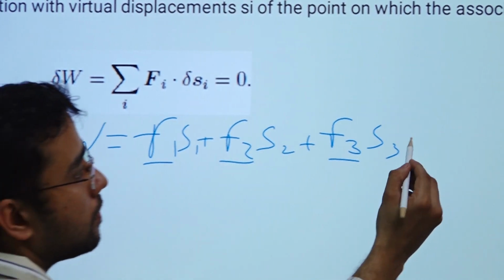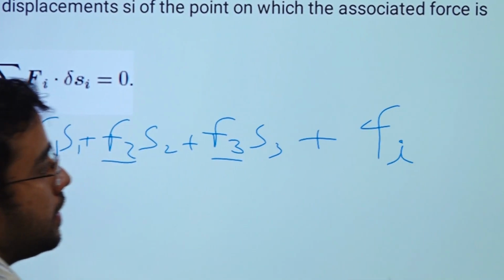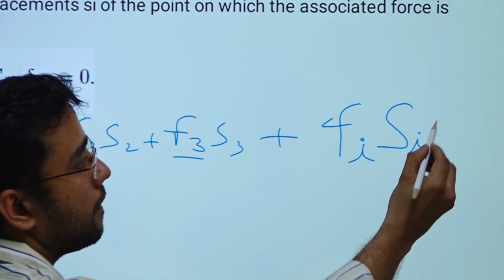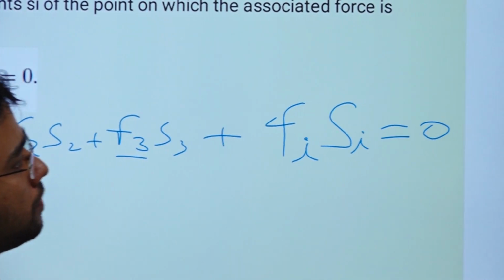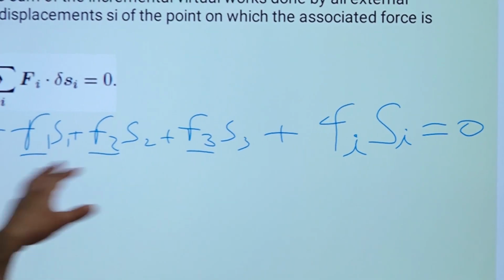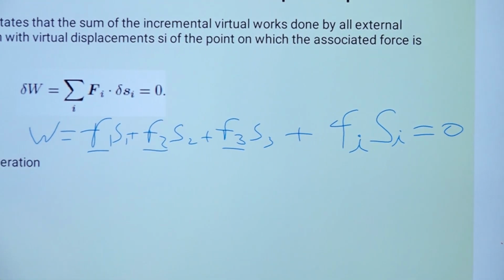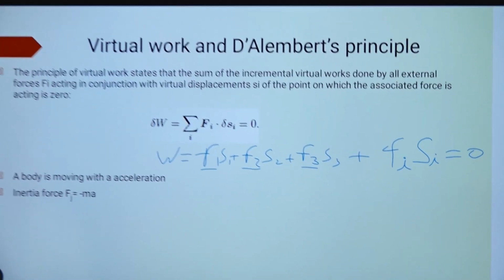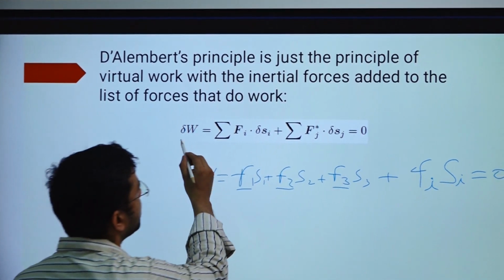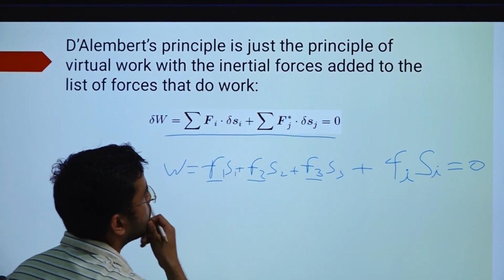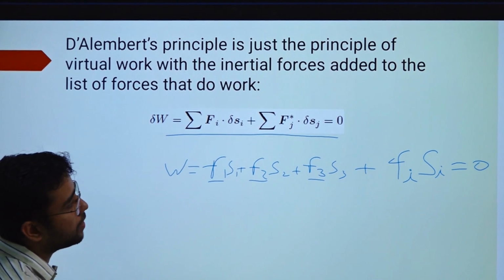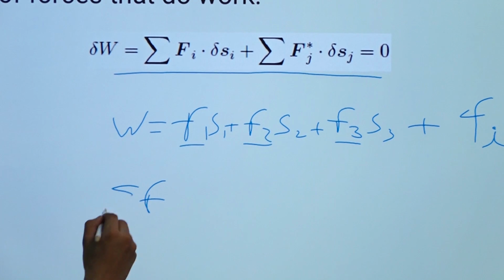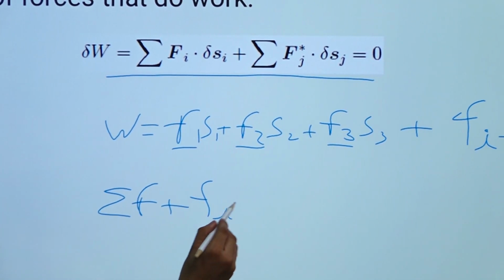Suppose we add Fi, that is the inertia force that we did in the previous question, with displacement Si, and then make it 0, then this will become D'Alembert's principle. From here we can find D'Alembert's principle. So in simple language, what is D'Alembert's principle? The sum of the forces acting on the body plus the inertia force will be equal to 0.